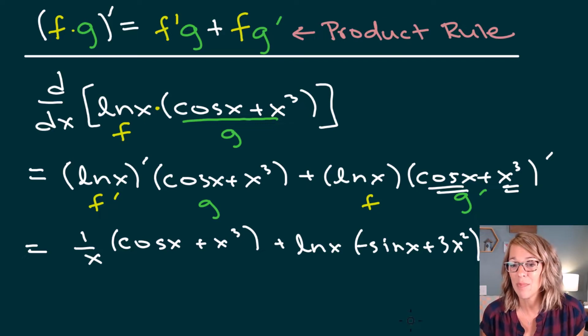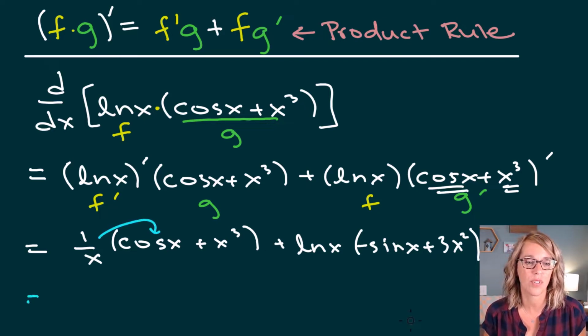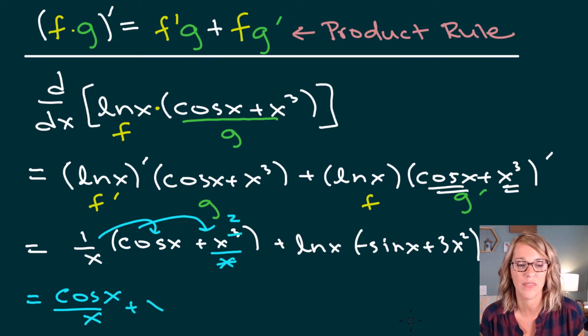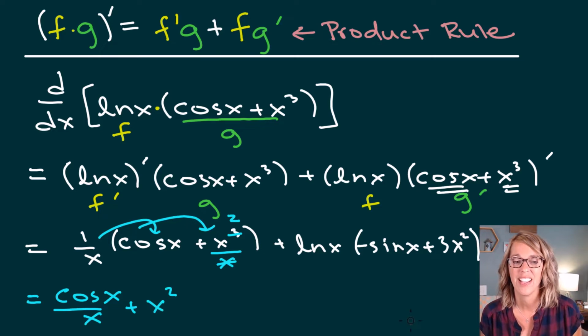I can do a little bit of simplifying, not a ton here. Let's bring the 1 over x through. So I get cosine of x over x. As I bring the 1 over x through with the x cubed, it's divided by x. I can cancel and I get just an x to the second. So let's go ahead and simplify that, x to the second.